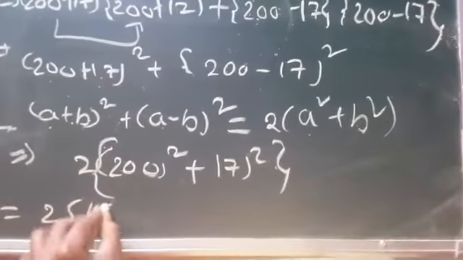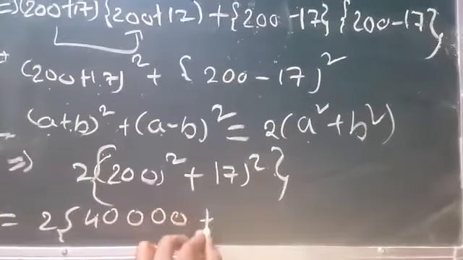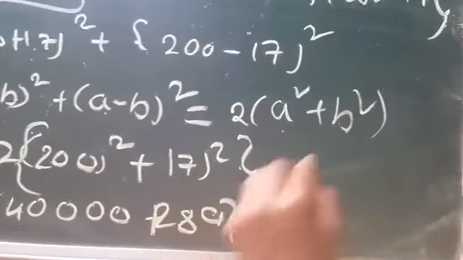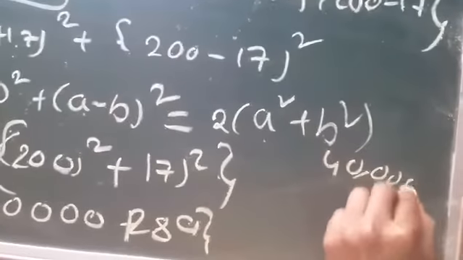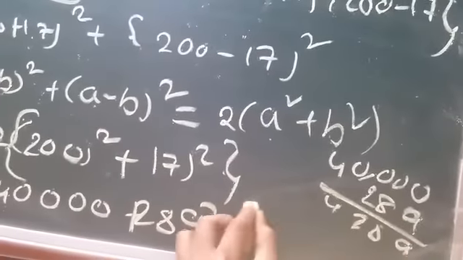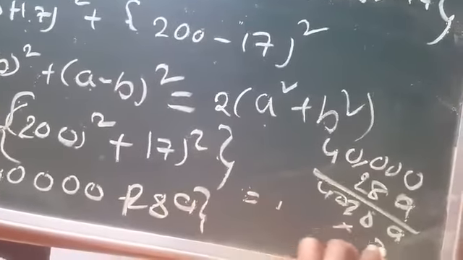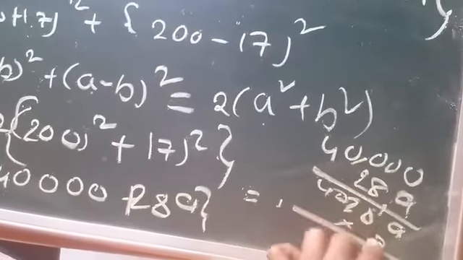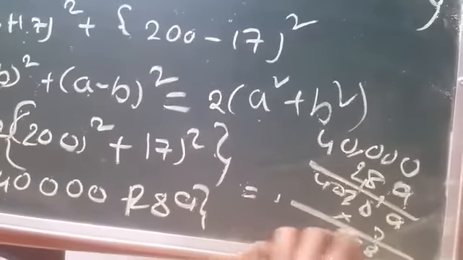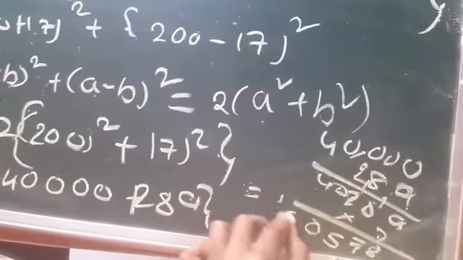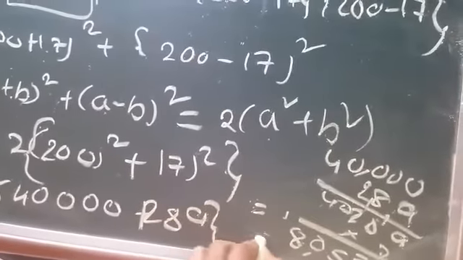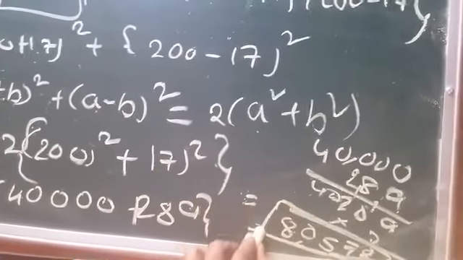200 whole square means 40,000 plus 17 into 17, 289. 40,000 plus 289 is 40289. 40289 into 2. 2 9s are 18. 2 8s are 16, 16 plus 1, 17. 2 2s are 4, 4 plus 1, 5. 2 zeros. 0. 2 4s are 8. The final answer for this question is 80,578.